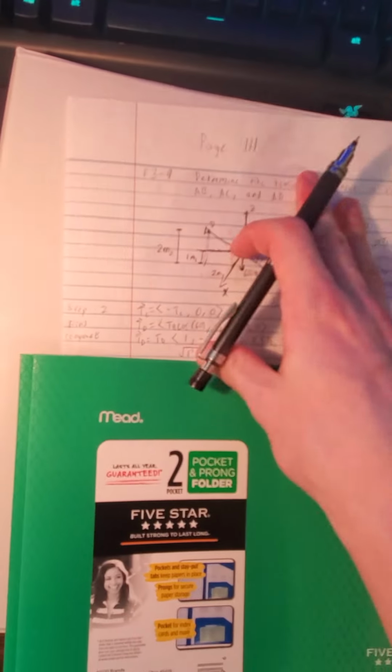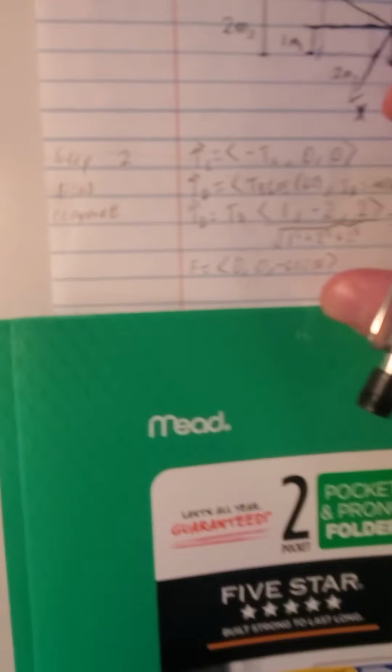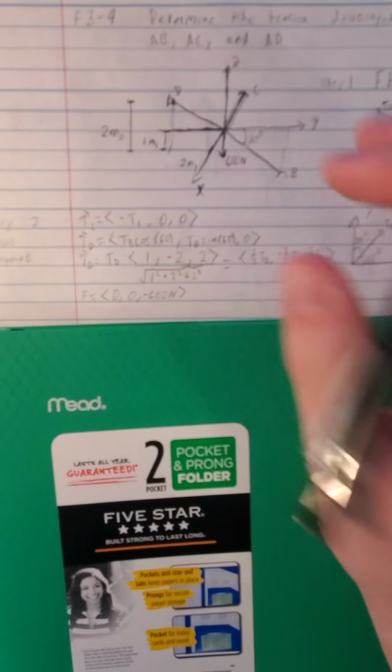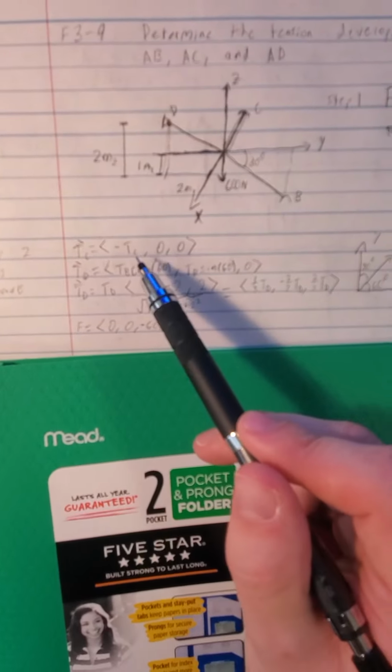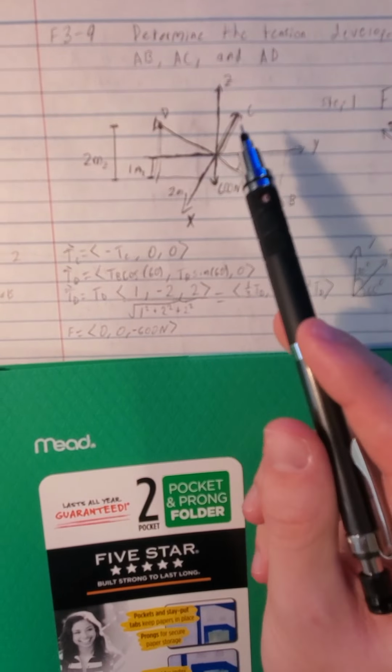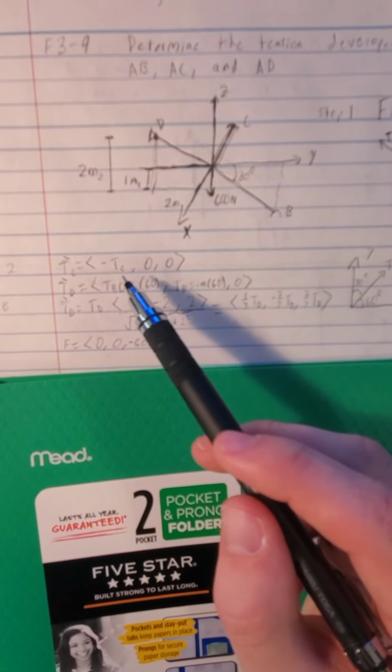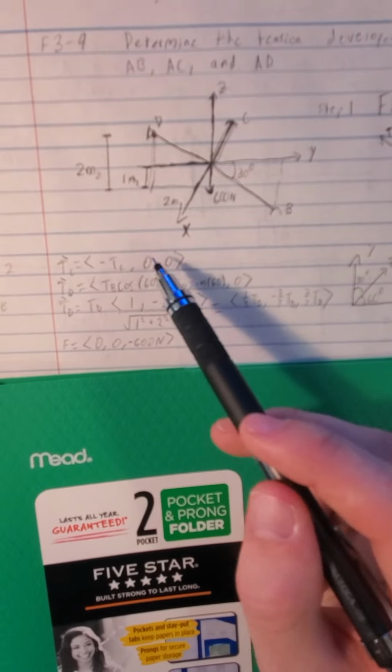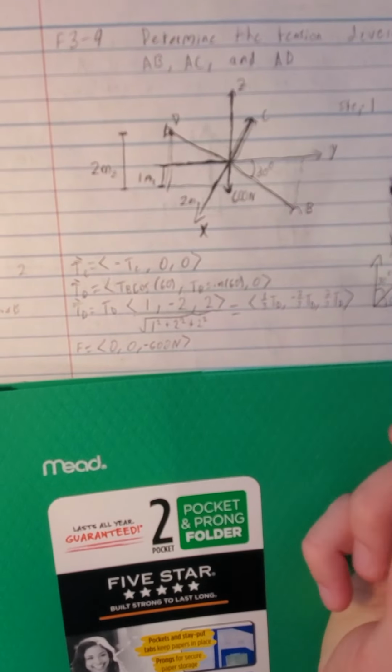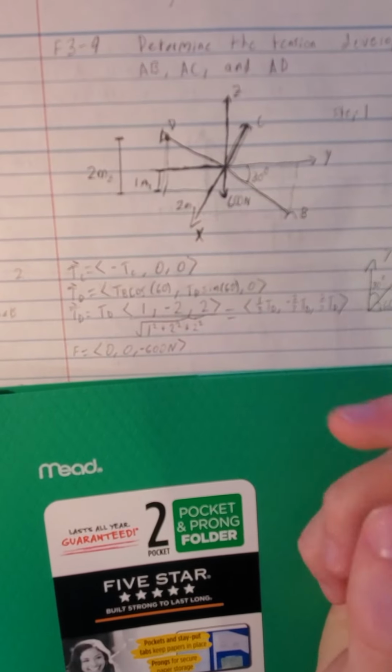The second step that we have is find the components of each force. So TC is only acting in the negative x direction, so we can just say negative TC and 0, 0, because there's no forces in the y or z direction.